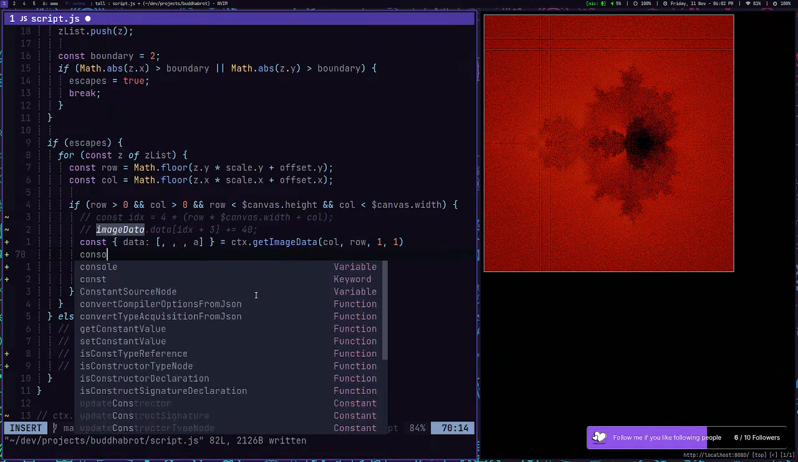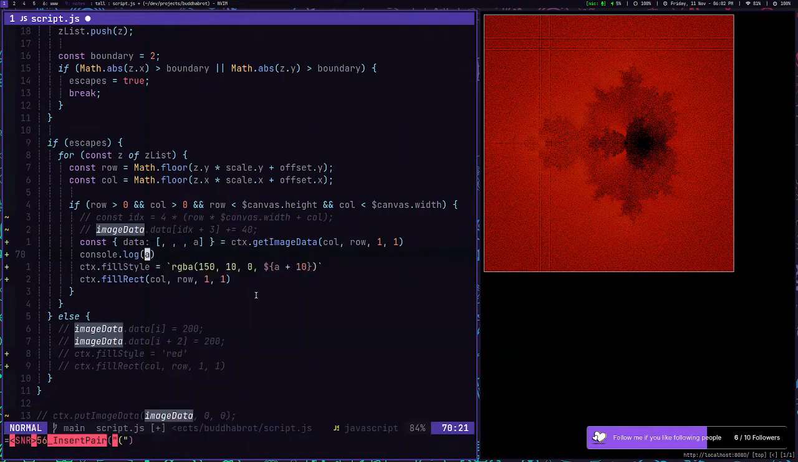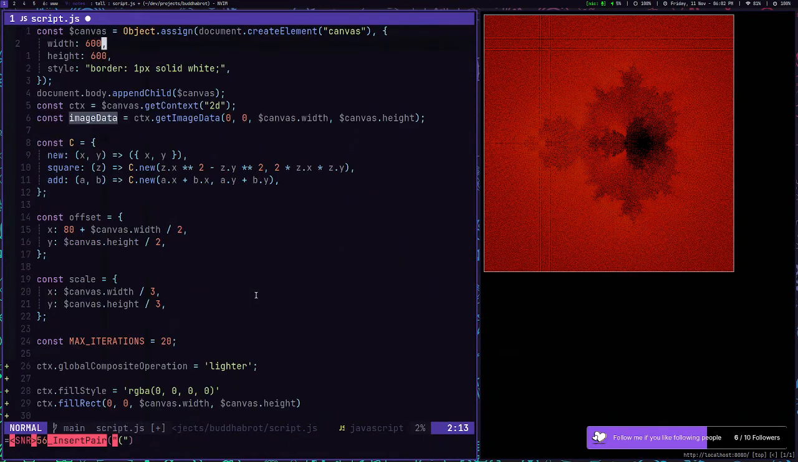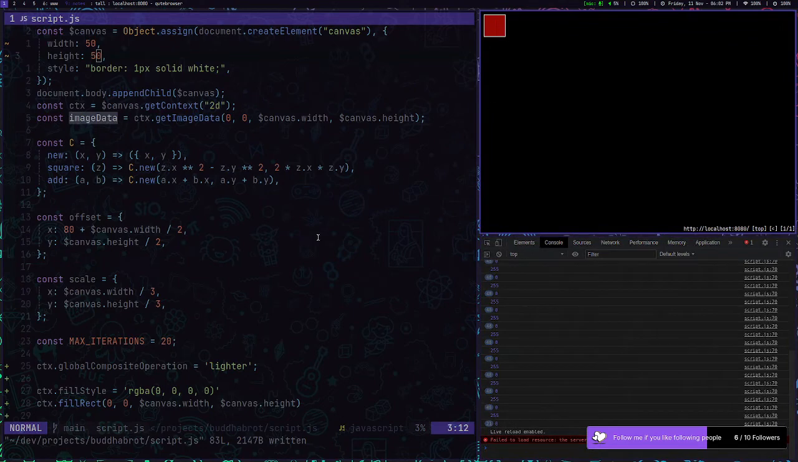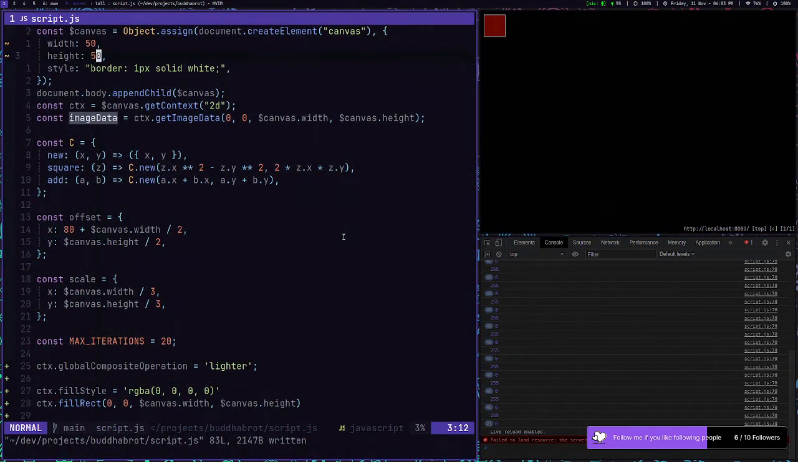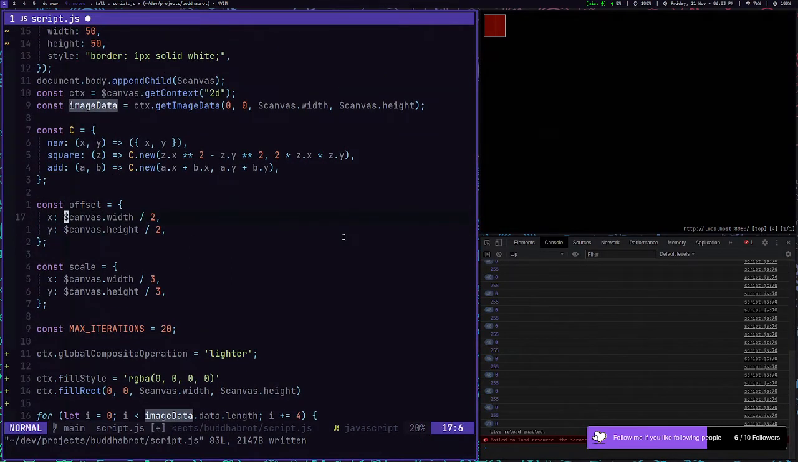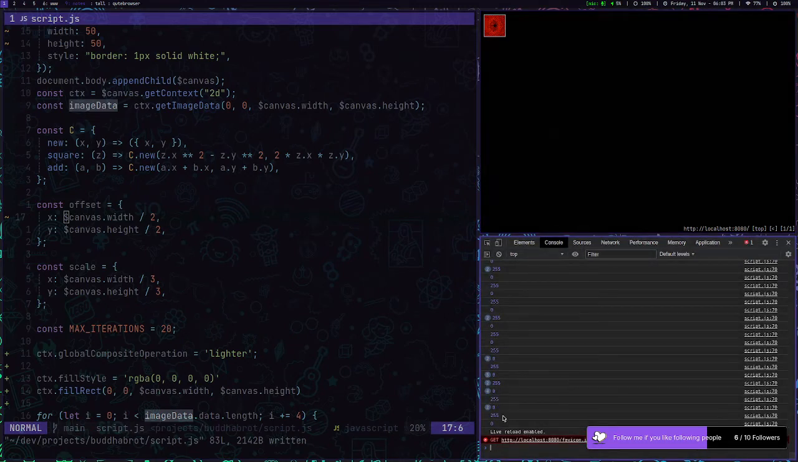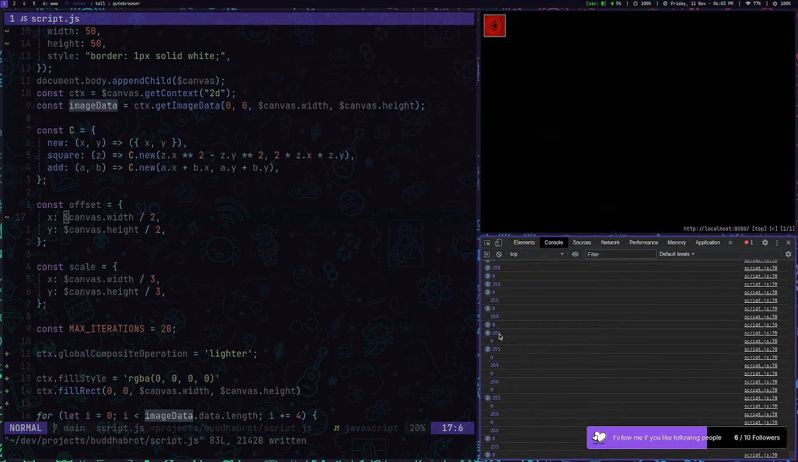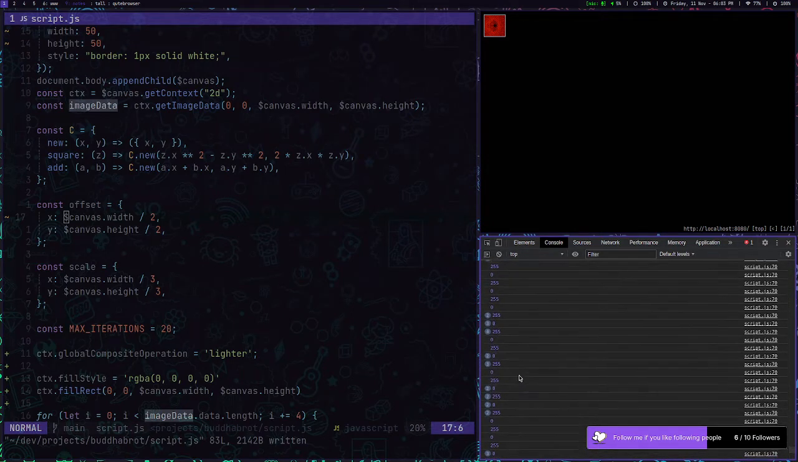Let's log it. Oh, this is a terrible idea. My browser is going to crash. Let's reduce the size of the canvas to like 50. Okay, that's nothing. Literally nothing. Maybe it's because of the offset actually. Let's remove the offset. Okay, that's better. We've got, oh, we only have 0 or 255. That's bad.